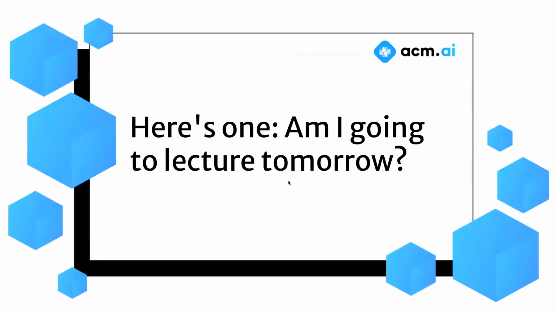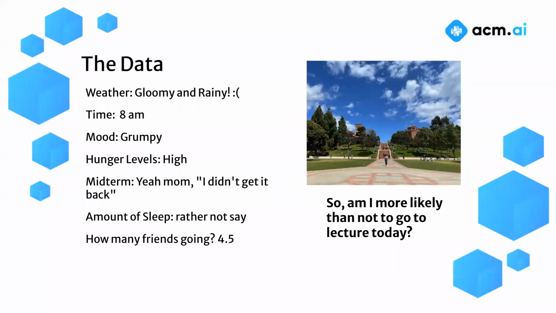Here's an example. Am I going to lecture tomorrow? So here's some of the data we might use. It's gloomy and rainy. It's 8 a.m. The class is at 8 a.m. I'm in a grumpy mood. I'm hungry. I'm telling my mom, yeah, I didn't get my midterm back yet, and I'd rather not stay in my sleep. And very few of my friends are going. Am I more likely than not to go to lecture today?